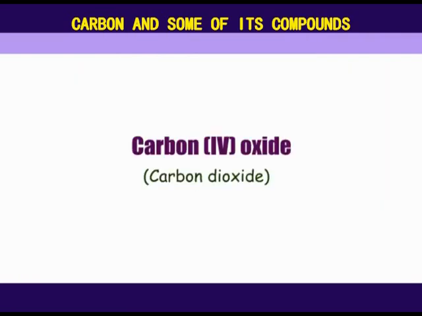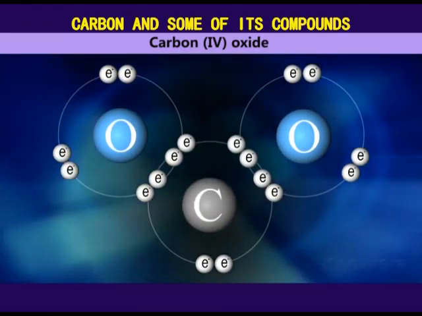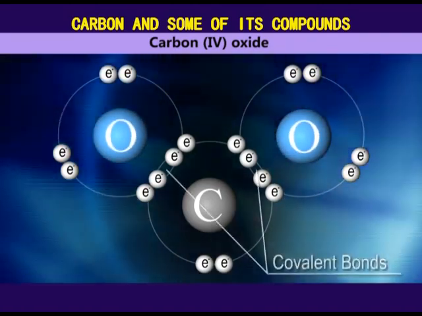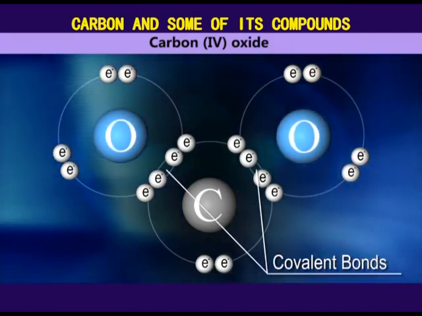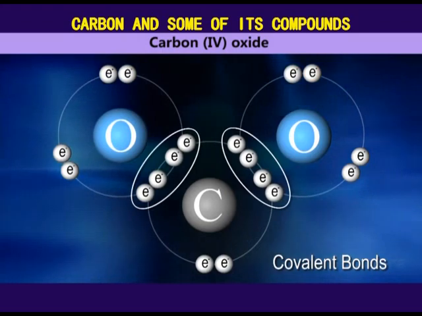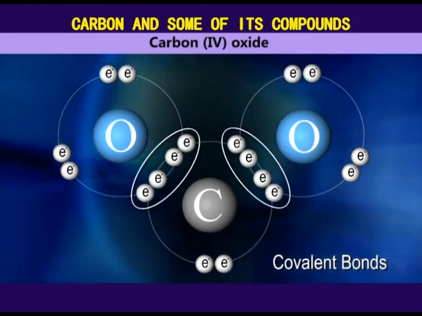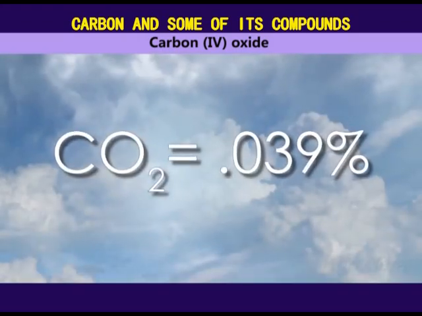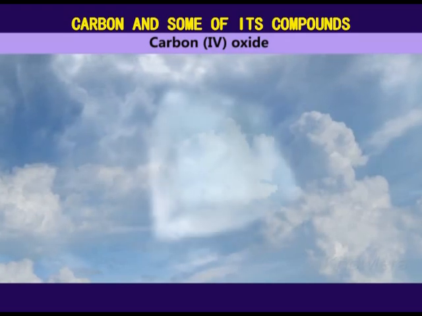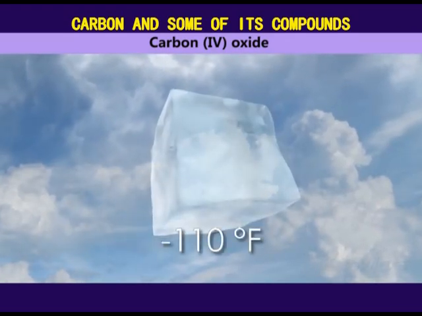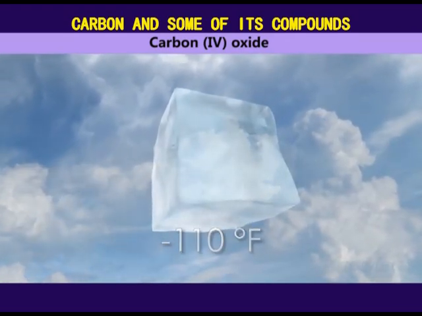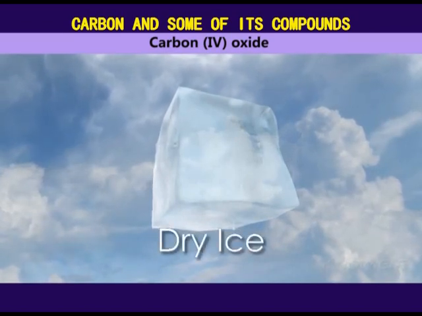Carbon 4 oxide. Carbon 4 oxide or carbon dioxide is the most stable oxide of carbon and is found as a colorless, odorless gas. It is made up of 3 atoms, 1 carbon and 2 oxygen atoms held together by covalent bonds, which means the electrons are shared between the atoms. Carbon 4 oxide makes up 0.39% of our atmosphere and it freezes at about -110 degrees Fahrenheit. Frozen carbon 4 oxide is called dry ice.